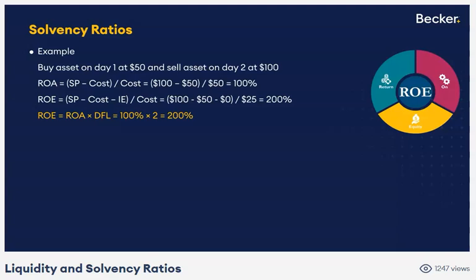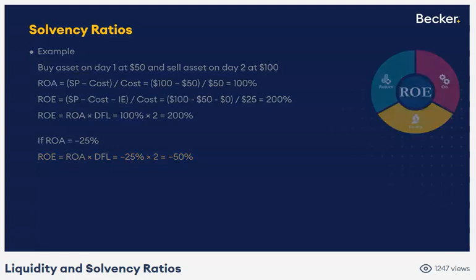Now, this works both ways though. Remember, degree of financial leverage amplifies. Good news becomes great news, but bad news becomes awful news. What if our return on asset were a negative 25%? Well, even though the return on asset is a negative 25, your return on equity is going to be what? A negative 50. So it doubles whatever happens to the return on asset, good news or bad news.